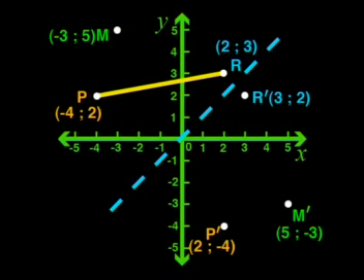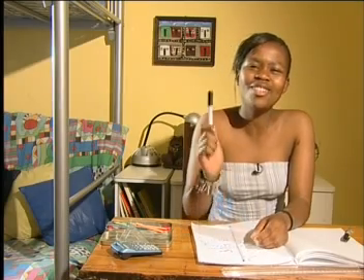So let's make a line segment by joining R and P. Can we reflect this line segment? Well, we know the reflections of R and P already. They are R prime and P prime. If we join R prime and P prime, we have the line segment R prime P prime, which is the reflection of RP. That's so cool!